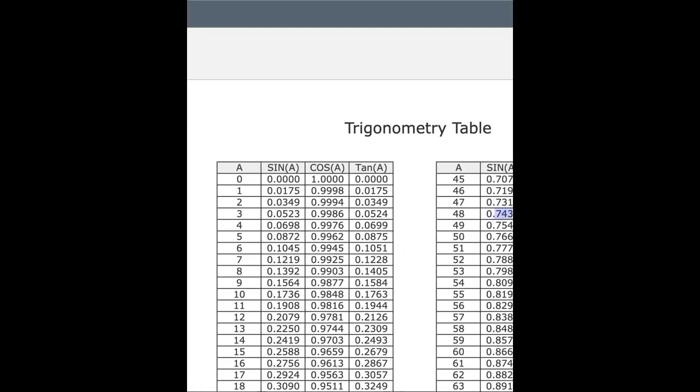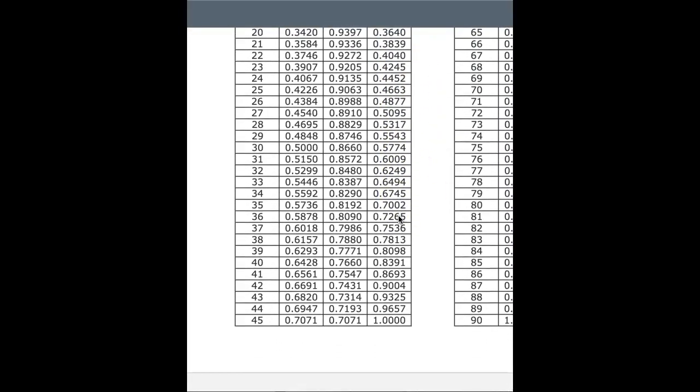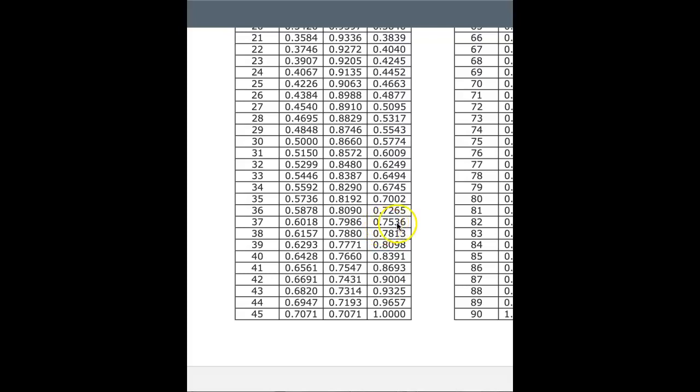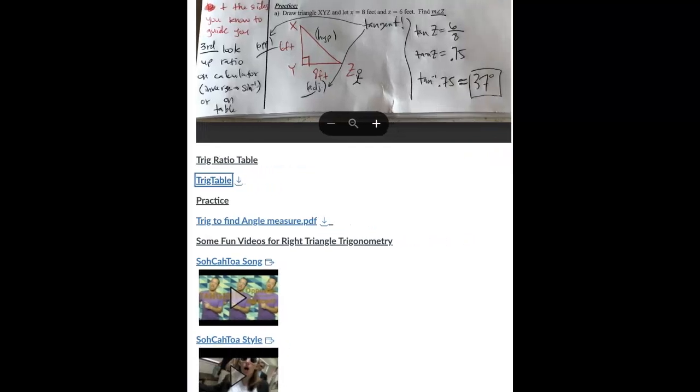You already have the ratio, it's 0.75. So I'm in my tan column, and if I scroll down here, I can find it's actually 0.7536. The closest thing I can find to 0.75 in the tan column is here. And if I slide over, I can see it's 37 degrees, or at least approximately 37. So that's all you have to answer on this one. That final answer, the angle measure, is 37 degrees.